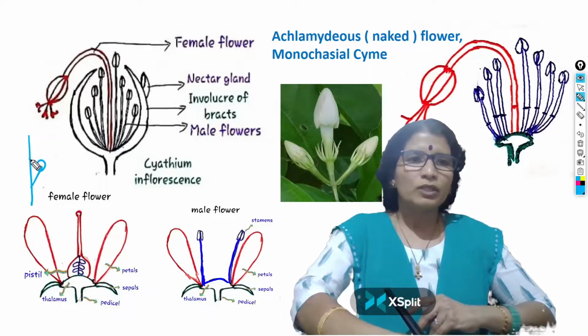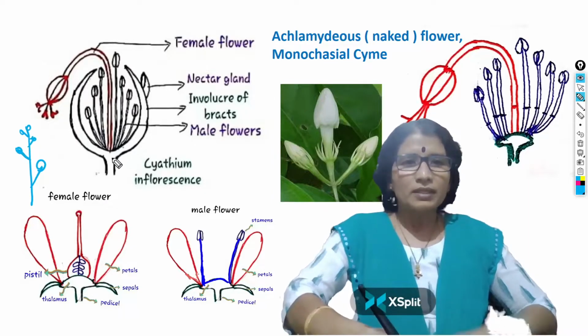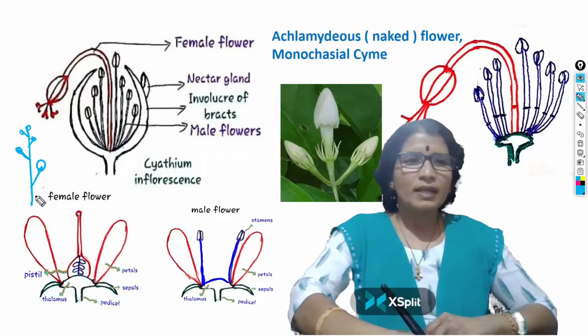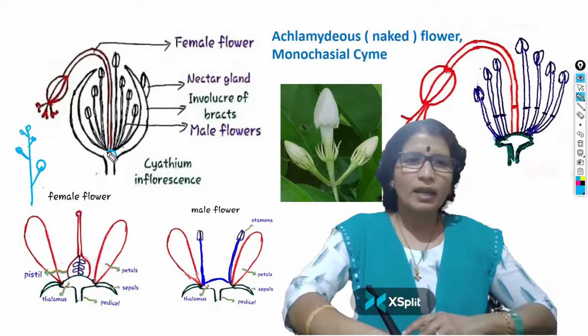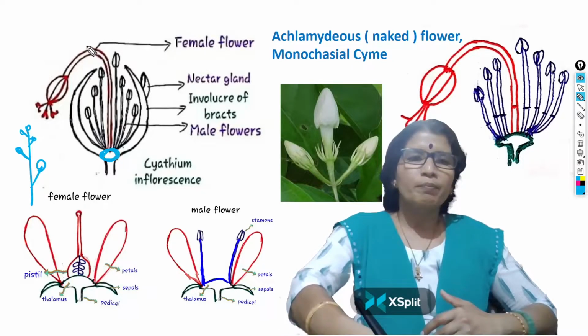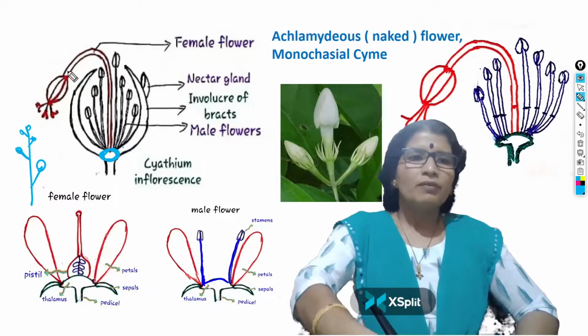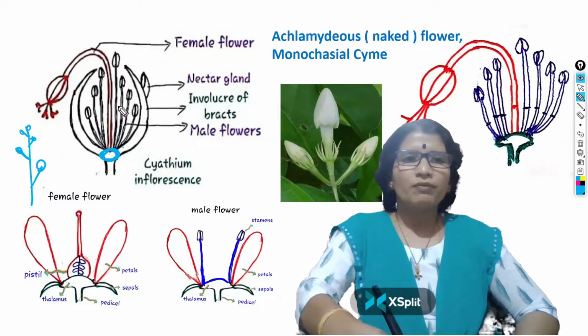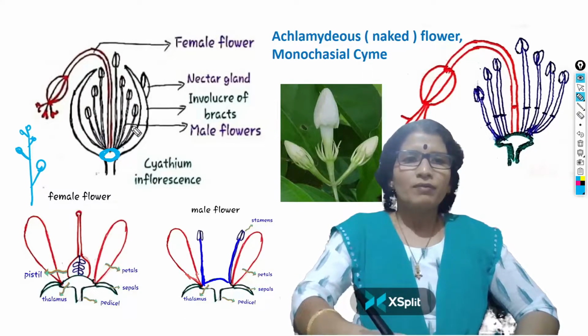On the lengthy axis, so many flowers are present. But in cyathium inflorescence, the inflorescence axis is not lengthy. The inflorescence axis is condensed, very short. From the tip of the condensed inflorescence axis, a number of flowers develop. First, in the middle, a female flower is present. Around the female flower, a number of male flowers are present.